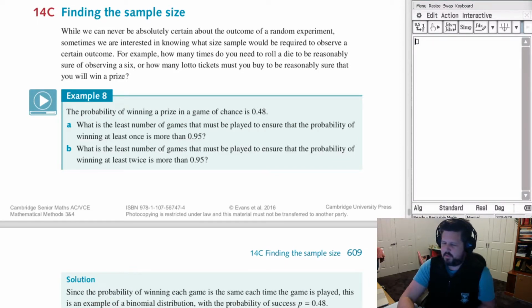This is a pretty interesting exercise in that it asks how many times you might need to roll the die to be reasonably sure of observing a 6. Or, on the other hand, it might be like a lotto ticket: how many you must buy to be reasonably sure that you are going to win a prize. These are interesting things. So worked example number 8 is looking at something like this.